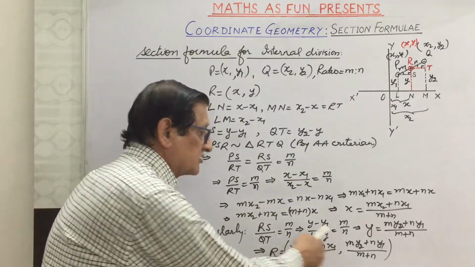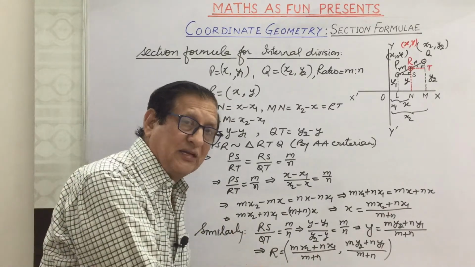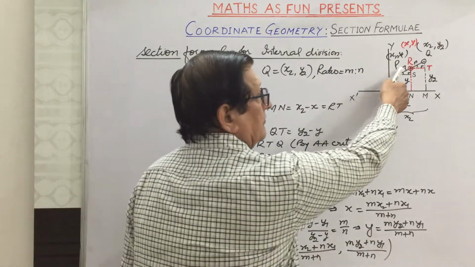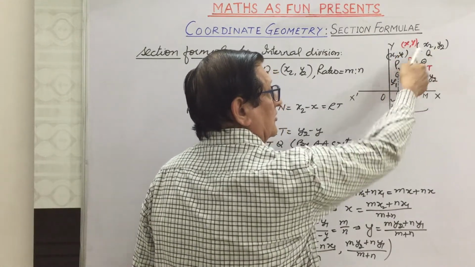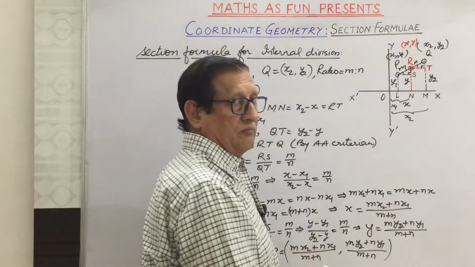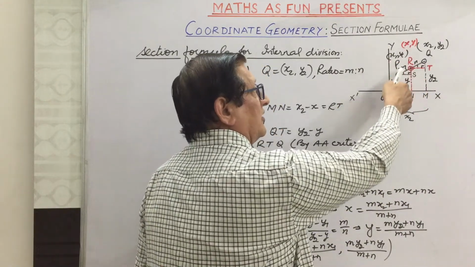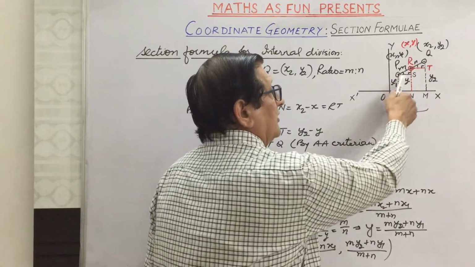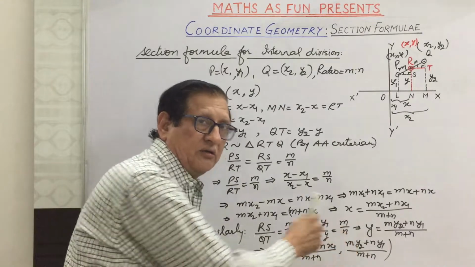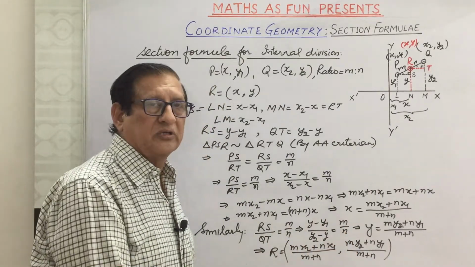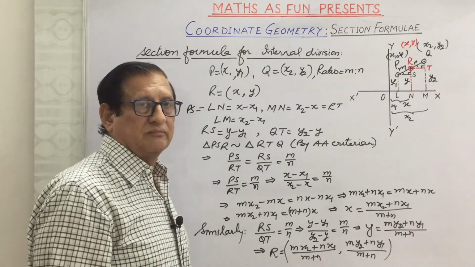This is known as the section formula for internal division. Now, how to remember this easily? See, m, this ratio, into x2, the coordinate of Q, plus n into the coordinate of P, upon the sum of the ratio. Same for y. Like this we can remember the section formula for internal division very easily.